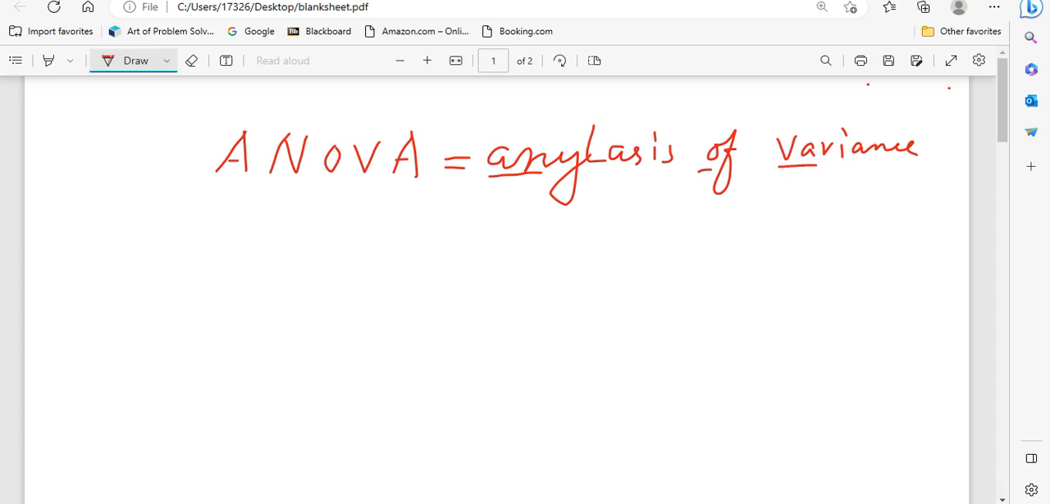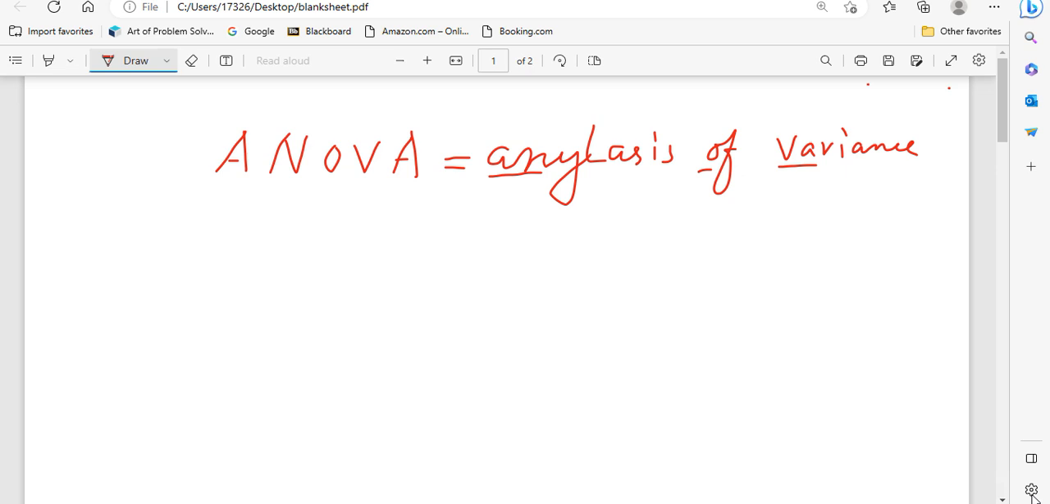ANOVA. Okay. So what does analysis of variance mean? We just split variance into parts. So then we can check whether the change comes mainly from this part or from that part, right?